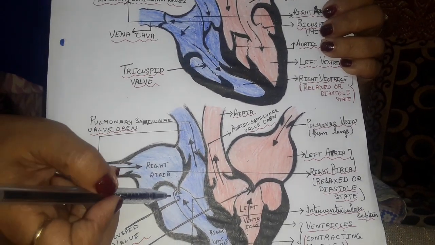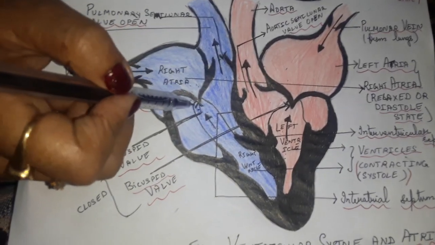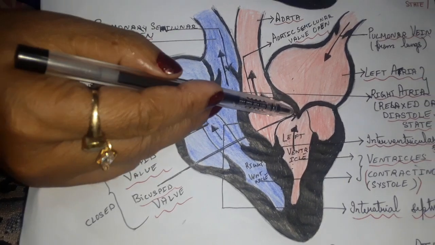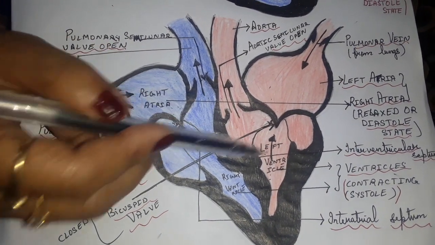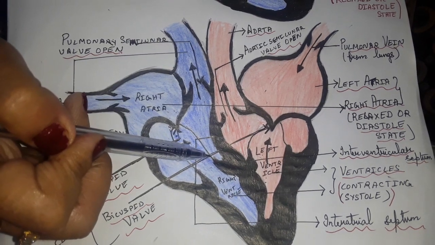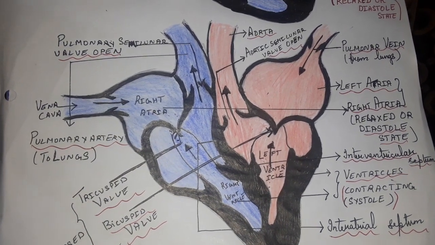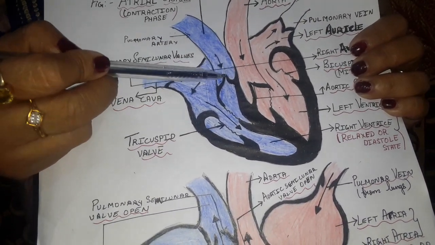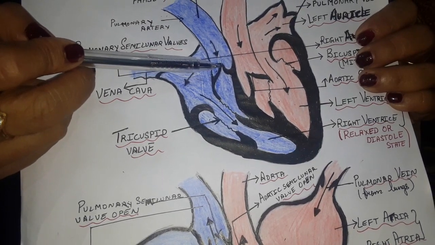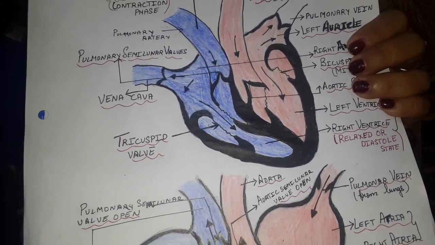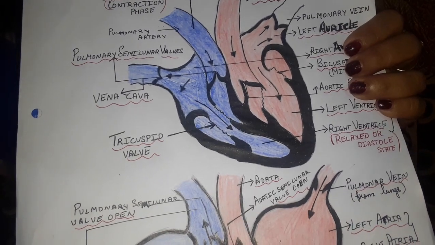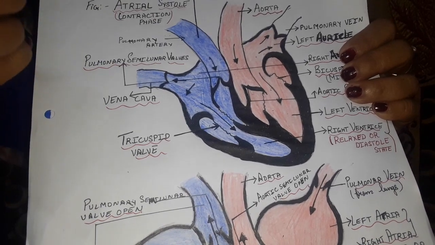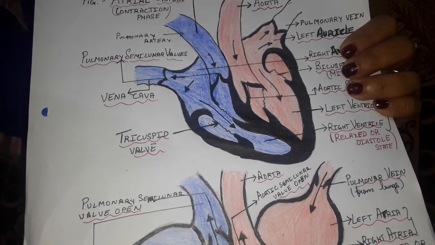The first sound is lub, when there is closure of the tricuspid and bicuspid valves that occurs during the ventricular systole. The second sound is produced, that is the dub, when the semilunar valves close. That is called the dub sound. So that can be felt, which is referred to as the pulse rate or the systolic pressure or the diastolic pressure. There are some other terms which you should know.